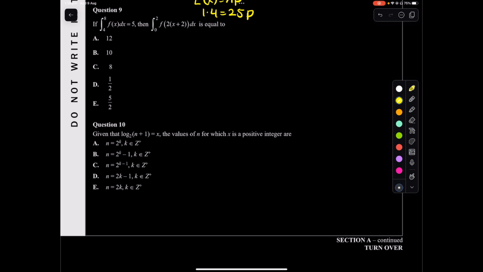If the integral from 4 to 8 of f(x) is equal to 5, then the integral from 0 to 2 is equal to what? Let's, for example, draw this. Let's say this is 4, and let's say this is 8. Let's say this is an actual graph, and this area over here is 5, because it's positive. And we've done some transformations. So we've dilated it by a factor of a half parallel to the x-axis.